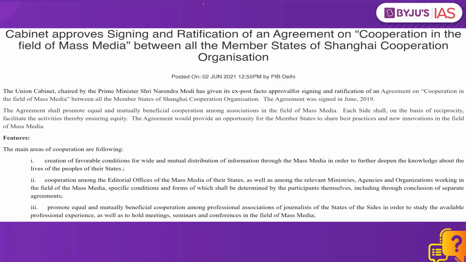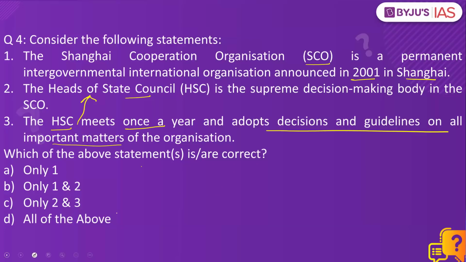What is the context? This is today's PIB news. Cabinet approves signing and ratification of an agreement on cooperation in the field of mass media between all the member states of Shanghai Cooperation Organization. All these statements are correct. It was announced in the year 2001. The Heads of State Council is the supreme decision-making body which meets once a year and adopts decisions and guidelines.